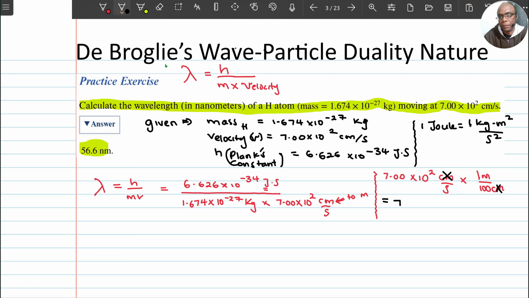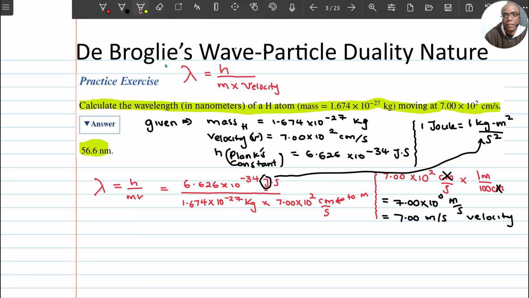So the answer here will be 7.00 times 10 to the power 0, actually, meters per second. This just means it's 7.00 meters per second. Okay. So now I have my velocity with the right units. This joule is going to be replaced by these units you see here to the right. I'm highlighting that. It's going to be replaced by those units so that there will be cancellation of units.